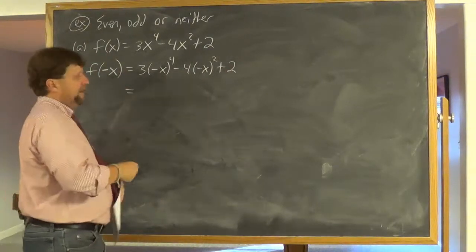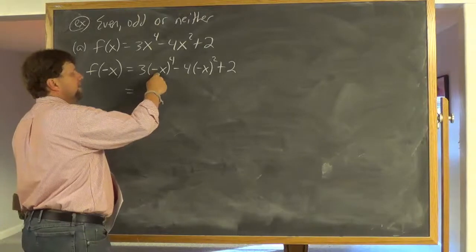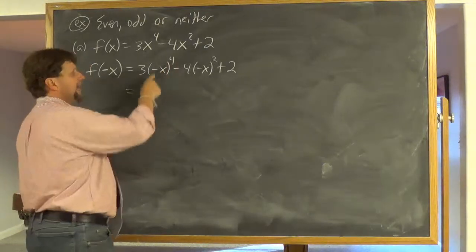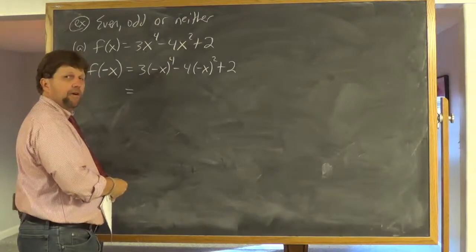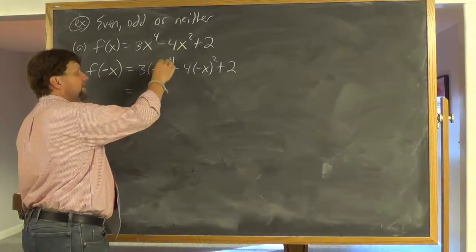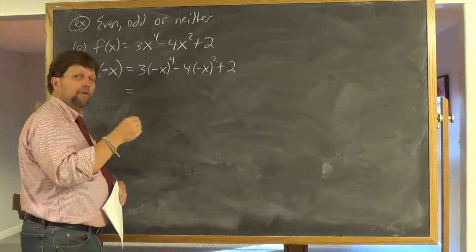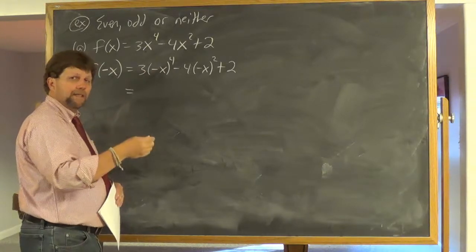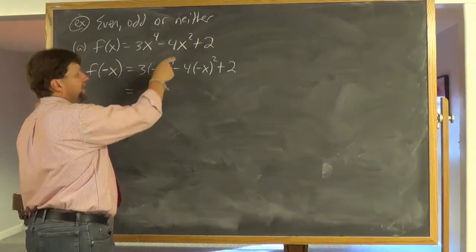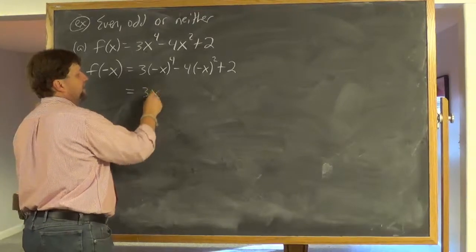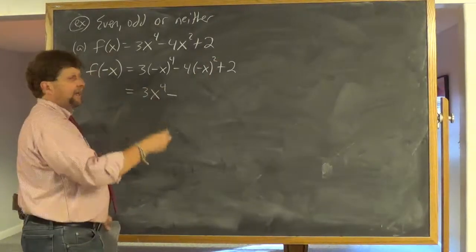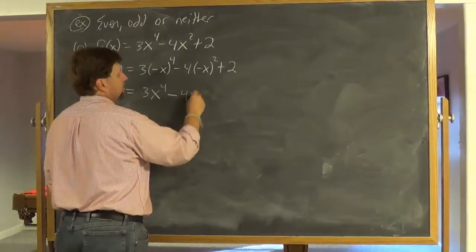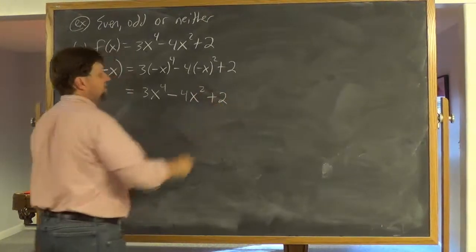Now let's simplify this. -x to the 4th power is -1x to the 4th power. Well, a negative to an even power will always be positive. So 3 times -x to the 4th is 3x to the 4th. -x squared is just x squared. So it's a minus 4x squared plus 2.